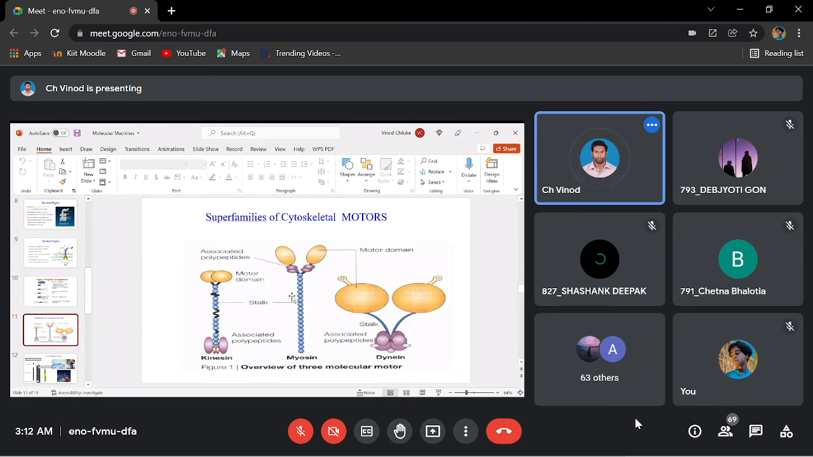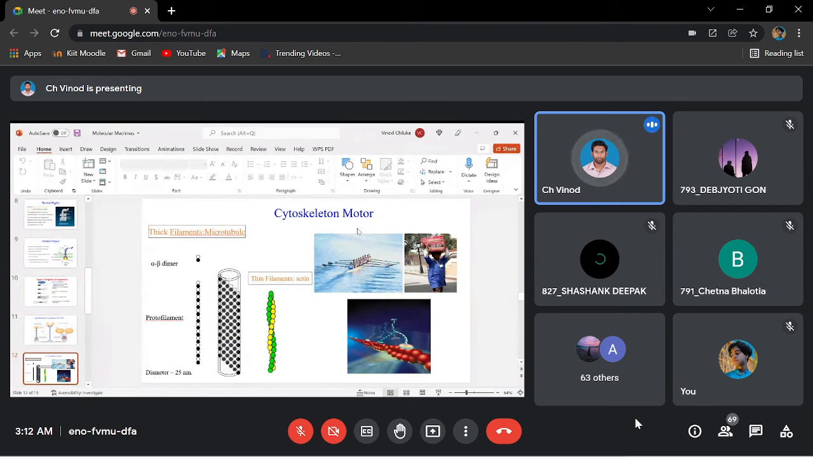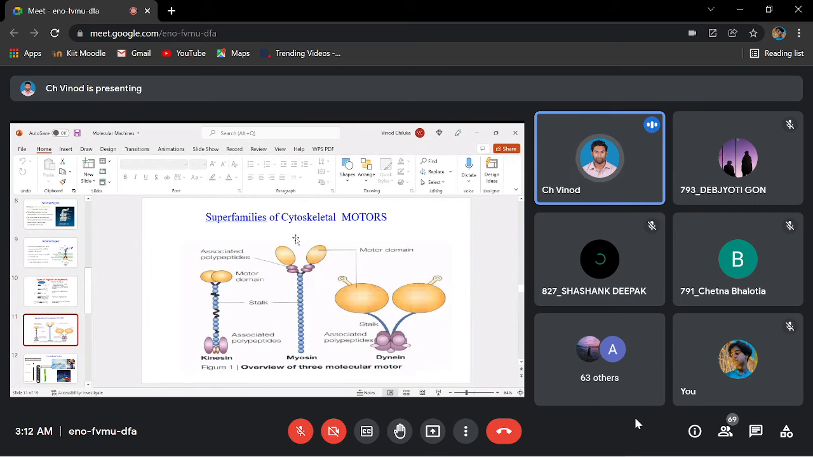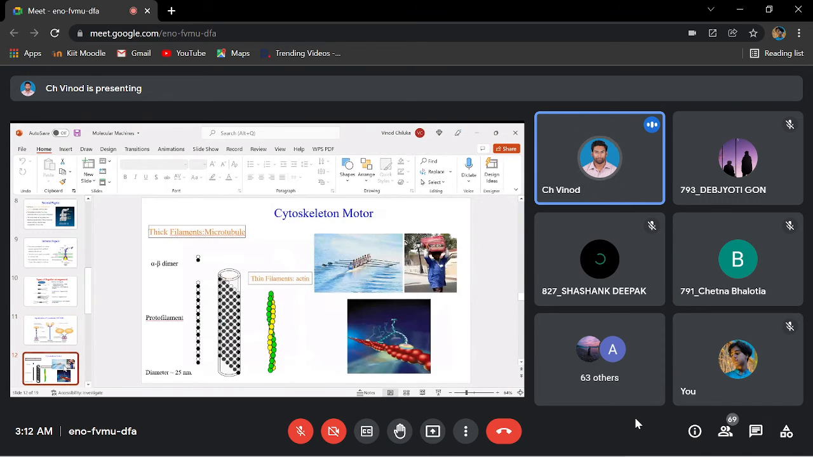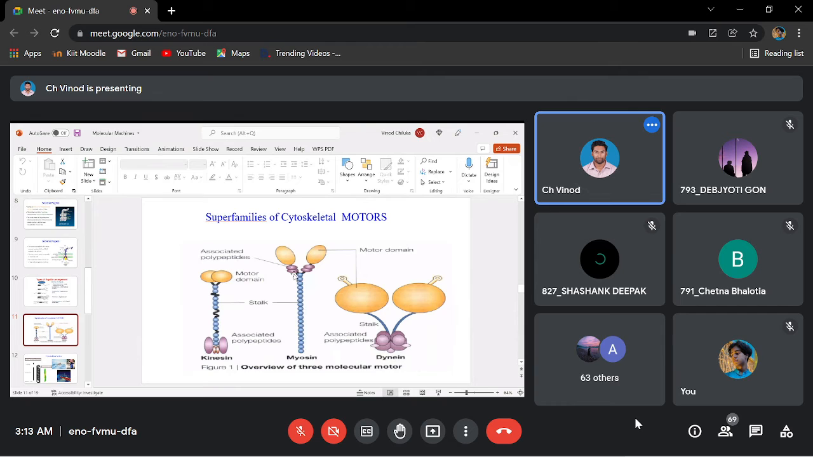Okay, now let's start with the cytoskeleton. So the cytoskeleton is very crucial, very important for these motors to work. For these motors or the motor domain to work, the cytoskeleton is very necessary. So on the cytoskeleton we have 2 different things. One is microtubules and the other is microfilaments. So microfilaments are required for one category of proteins called myosins, which you find in muscle.